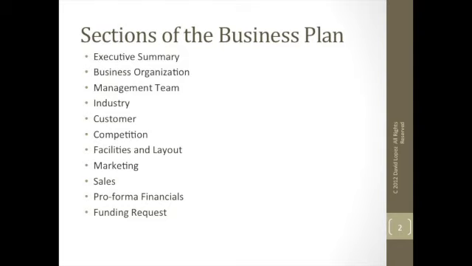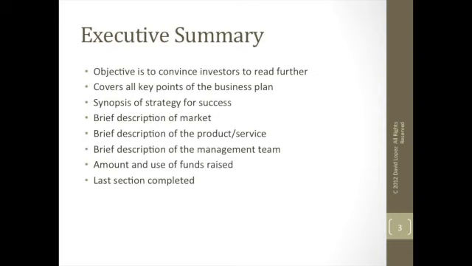It should cover all the key points of the business plan. It's a high-level overview of how the business is going to be successful, discusses the market that the company is operating in, a brief description of the product or the service, some of the high points of the management team and why they feel they're in perfect shape to run a new successful company, an overview of the amount of money that they're seeking and how they're going to use it. And generally speaking, the executive summary is the last section completed because it's an overview of what's been researched and uncovered in the other sections of the business plan.